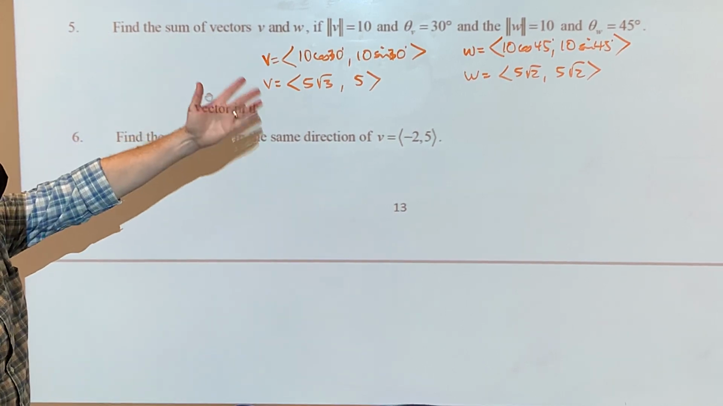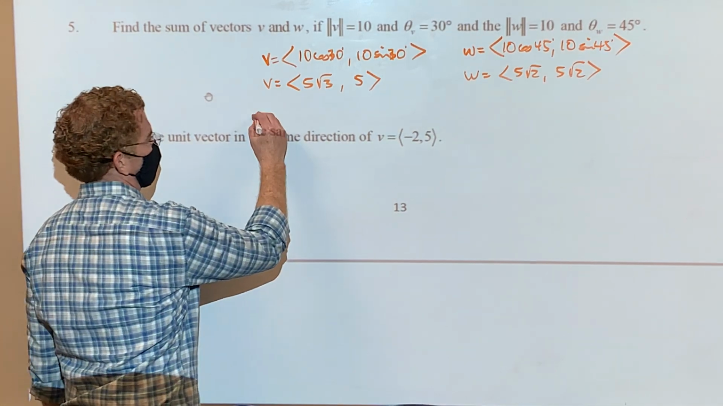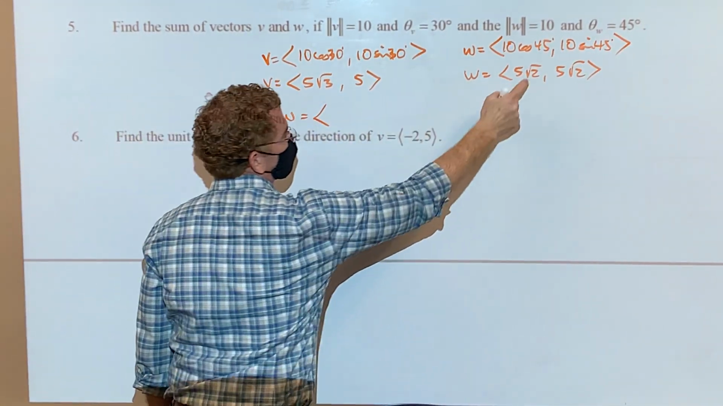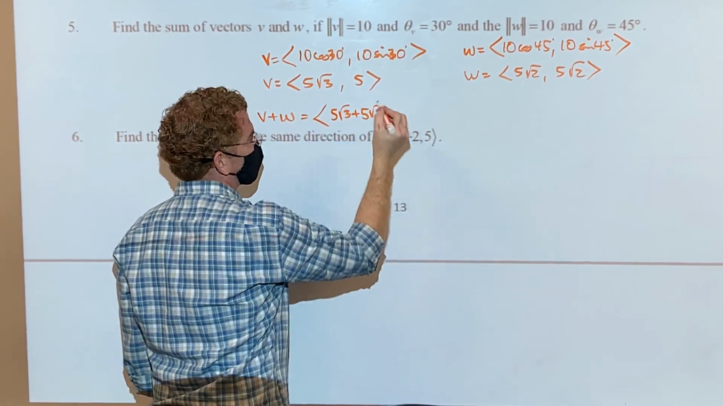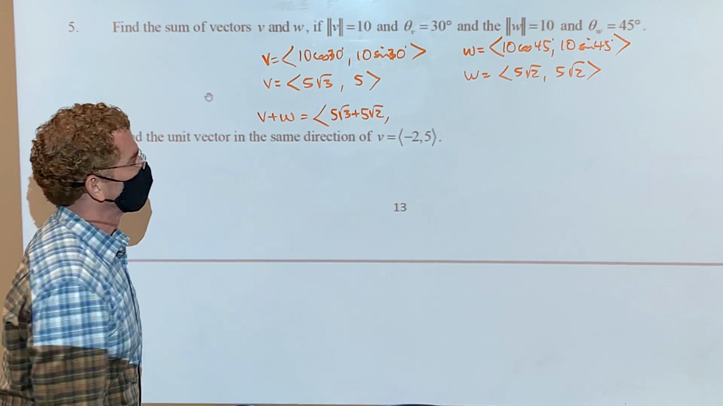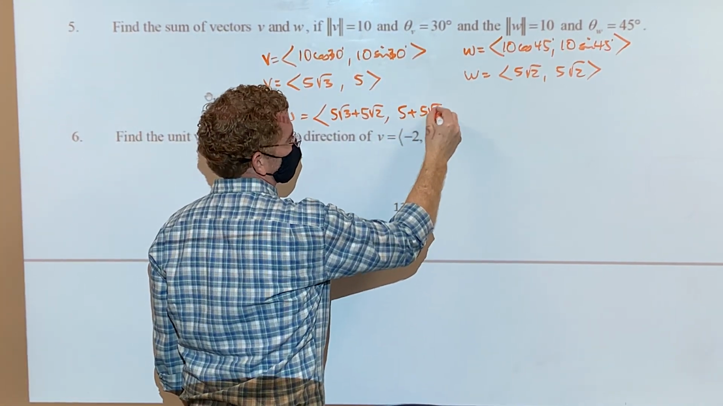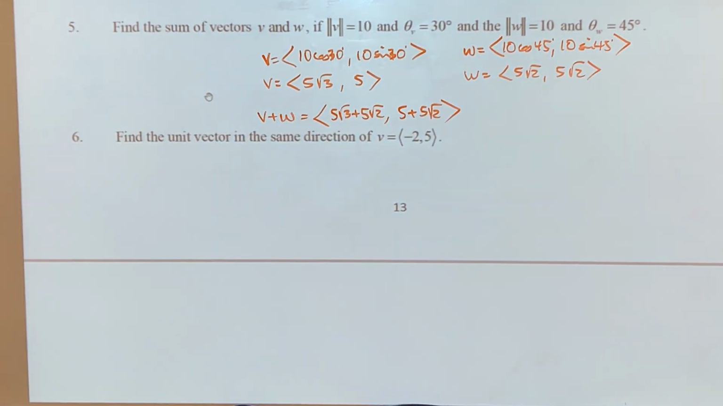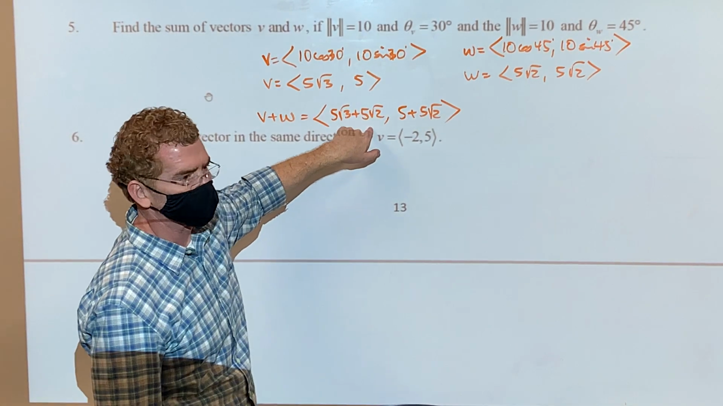And now, how do I add the two vectors? Add the x's and add the y's. Now, these aren't pretty x's. What's 5 root 3 plus 5 root 2? Well, I can't simplify that. What's 5 plus 5 root 2? Well, I don't have like terms. I can't simplify that either. But I could write the sum of the two vectors that way. Don't get creative and call this 10 plus root 5 or something like that, right?